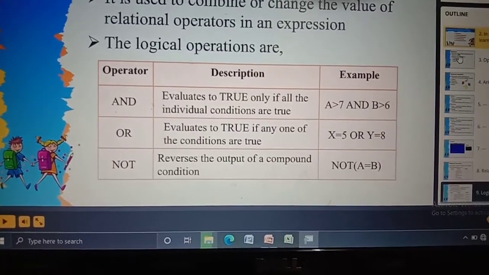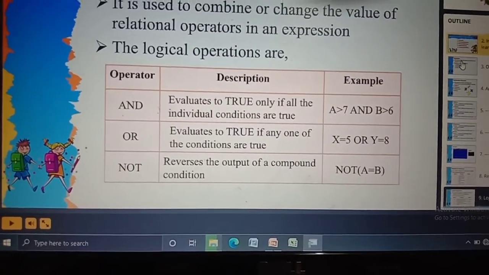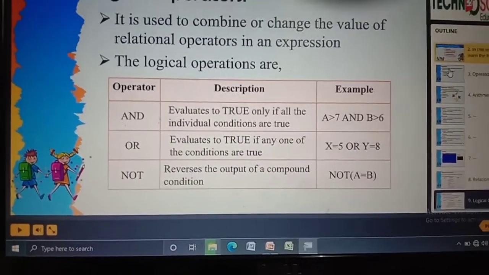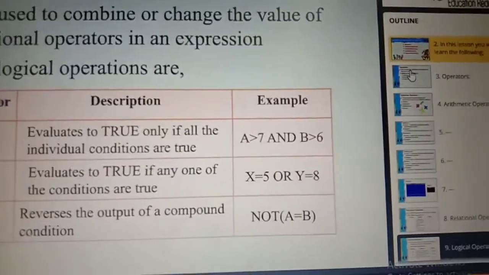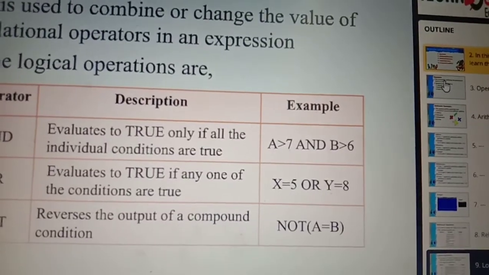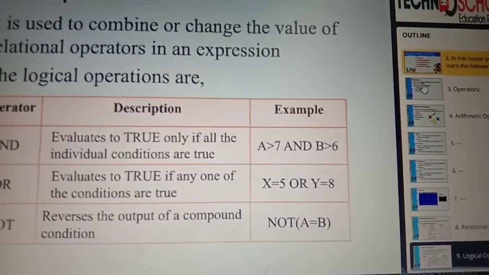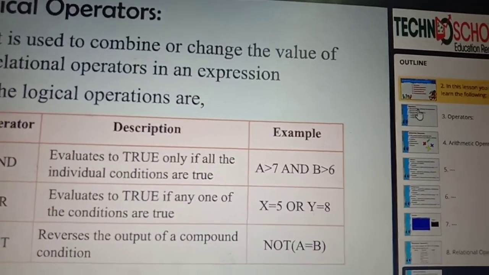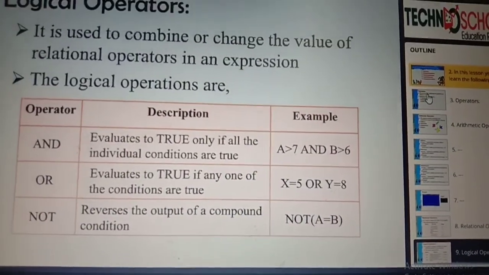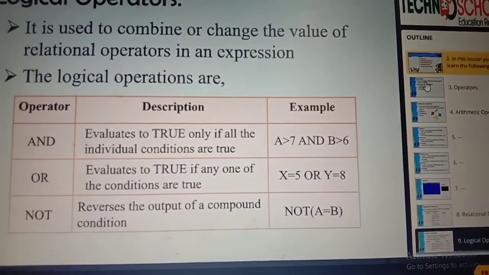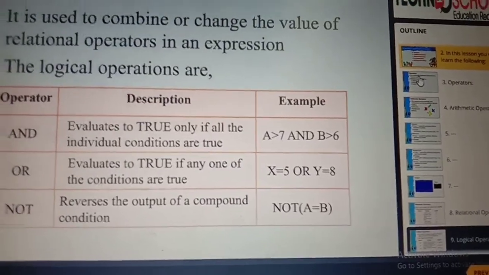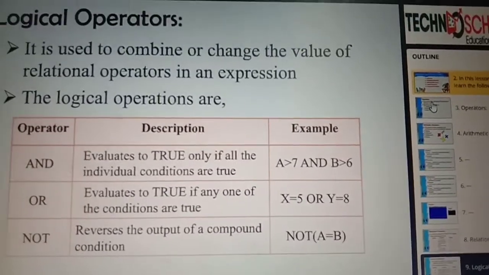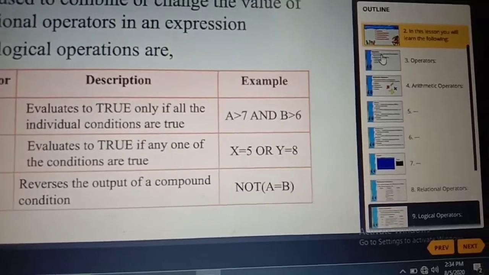Or evaluates to true if any one of the conditions is true. So the true part will be executed if any one of the conditions is true, for example x equal to 5 or y equal to 8. If any one condition is satisfied, this will execute. Not is the reverse output of a compound condition. Not A equal to B means A not equal to B. It is just the reverse of a compound condition.